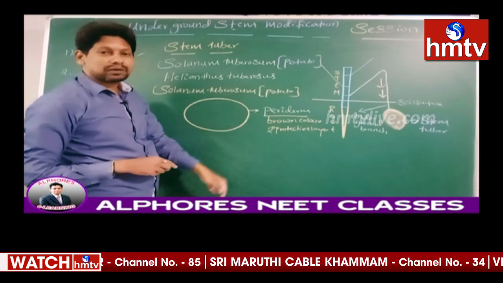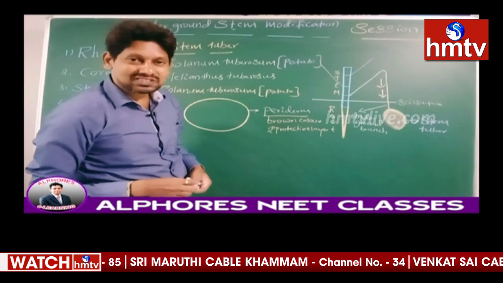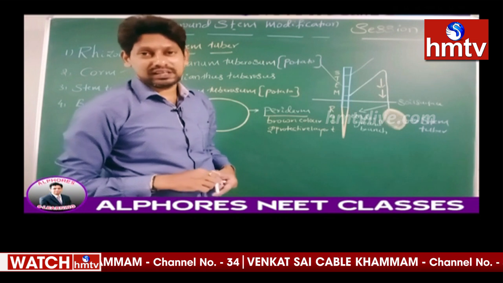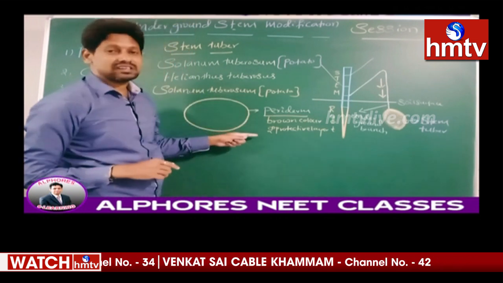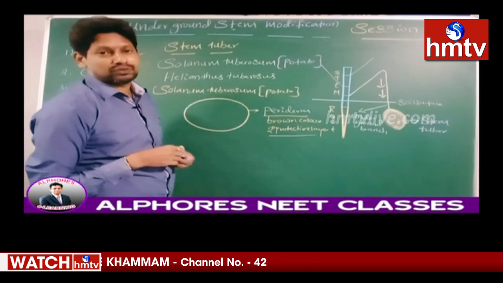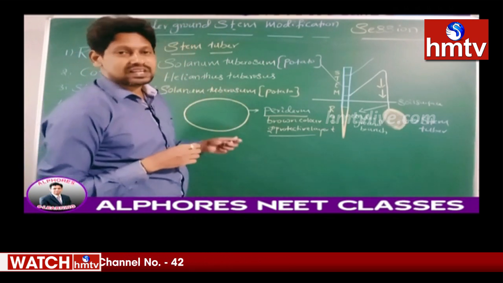Sir, then which is the primary protective layer of a plant? Epidermis. Yes or no? Epidermis is the primary protective layer, whereas periderm is the secondary protective layer. Periderm is formed during secondary growth.